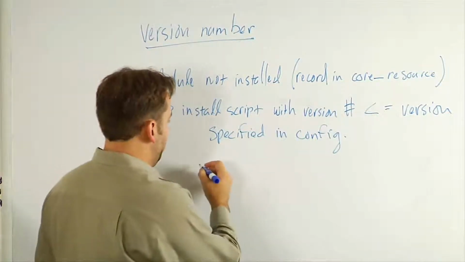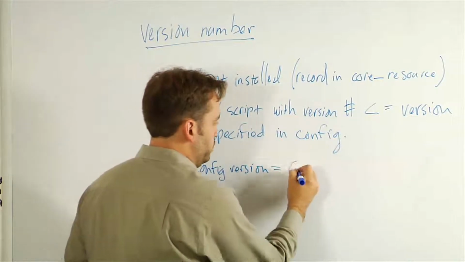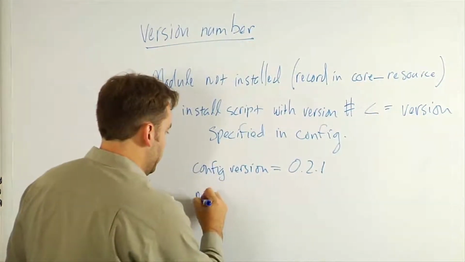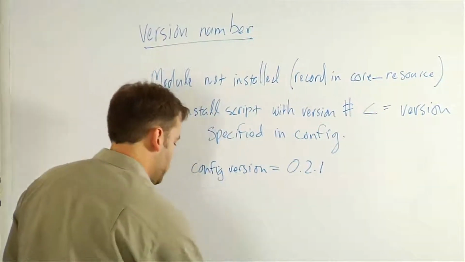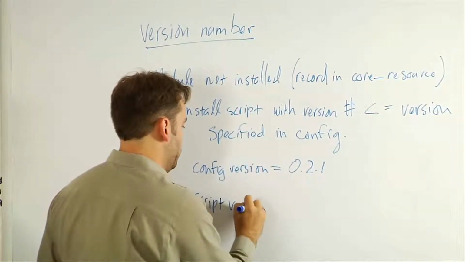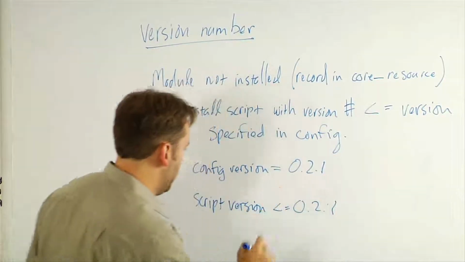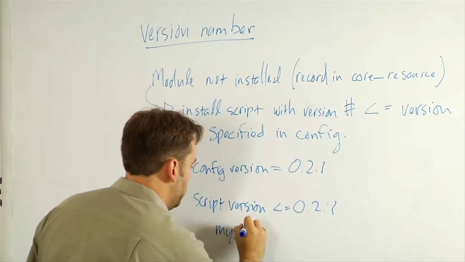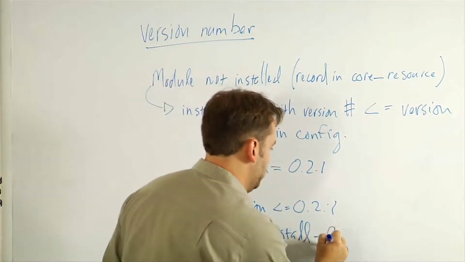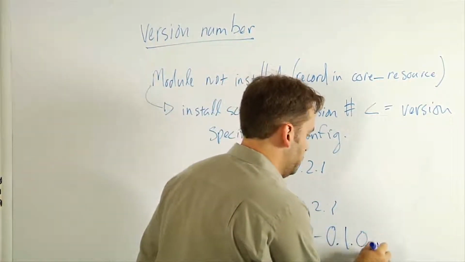So an example of this would be a config version of 0.2.1 and a script version of less than or equal to 0.2.1, i.e. mysql4-install-0.1.0.php. That's less than 0.2.1.